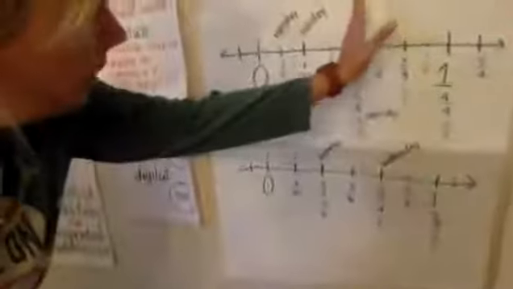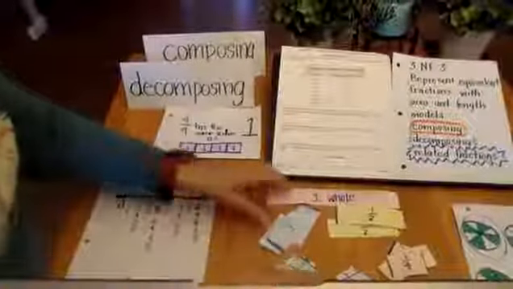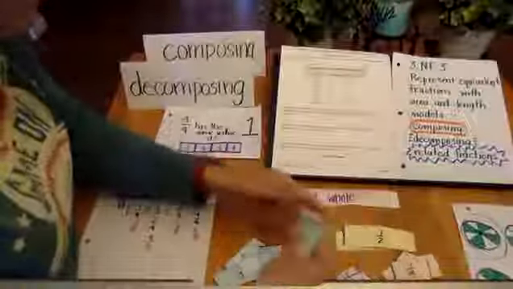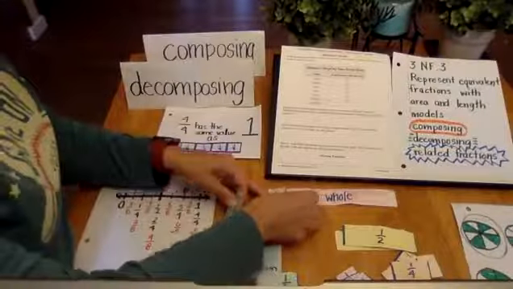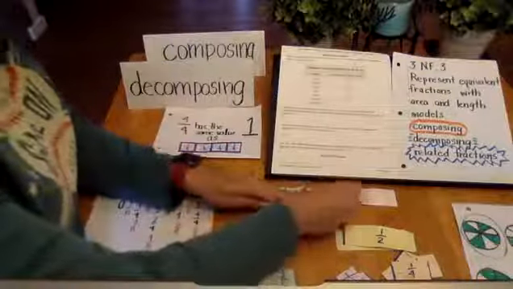So what do we notice? Right here. Half, two-fourths, four-eighths, three what? 3/6. That's right. So Miss Street can also look at this with my fraction bars. I can say 1/6, 2/6, 3/6. Look at that.